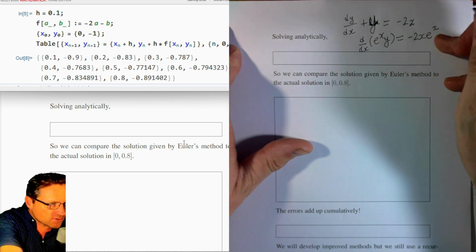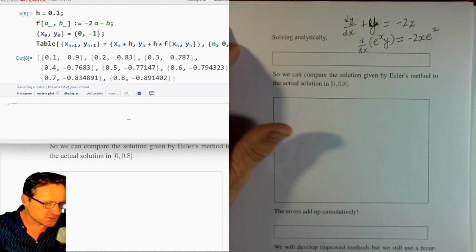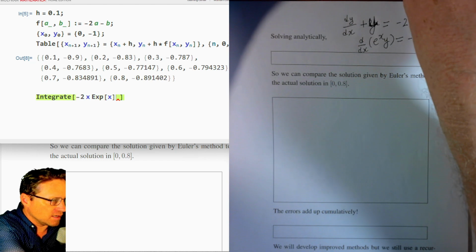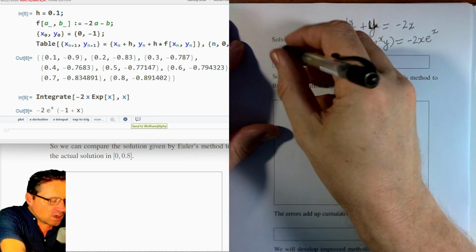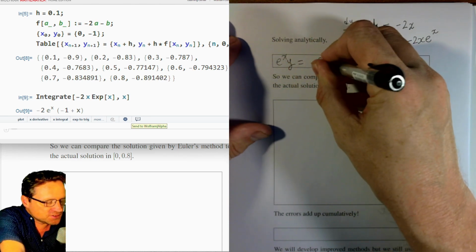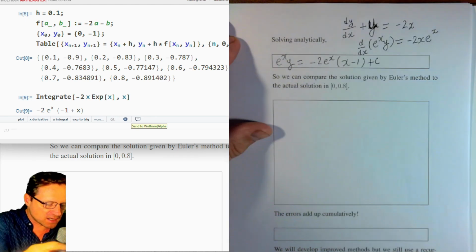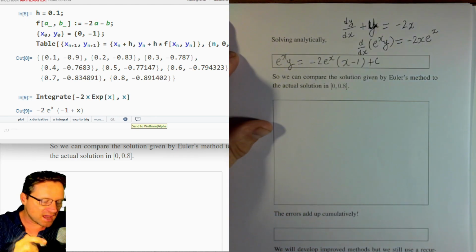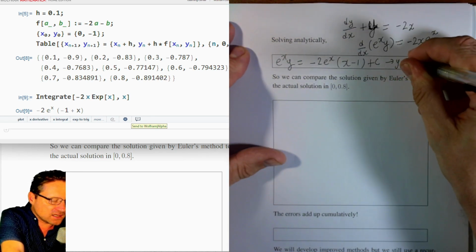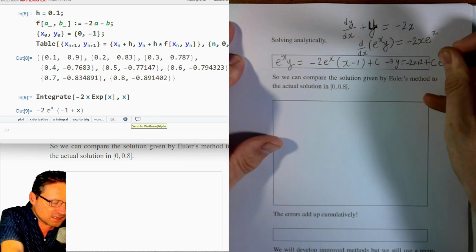Okay, and so integrating this, now since we just want to do this analytically, let's just get Mathematica to do that part. So I'll just say Integrate minus 2x Exp[x] with respect to x. And so what we get then is e to the x times y equals minus 2 e to the x times (x minus 1), and then we have plus c. So Mathematica leaves out that part of it. All right, so now we want to divide both sides by e to the x, and so we get y equals minus 2x plus 2 plus c e to the minus x.